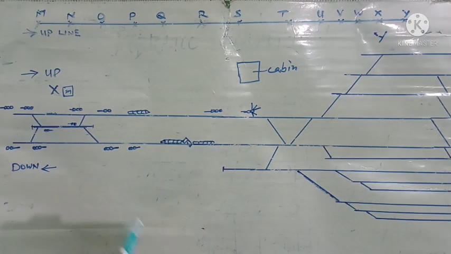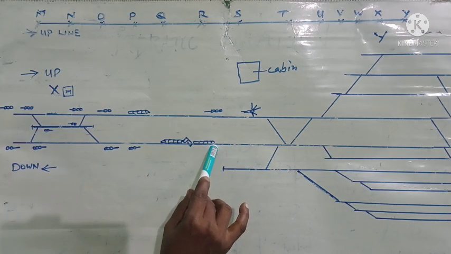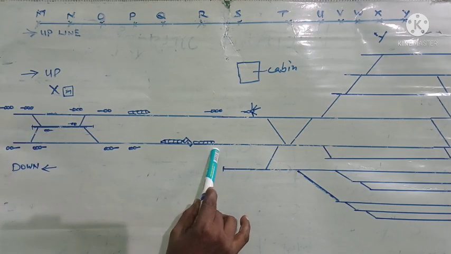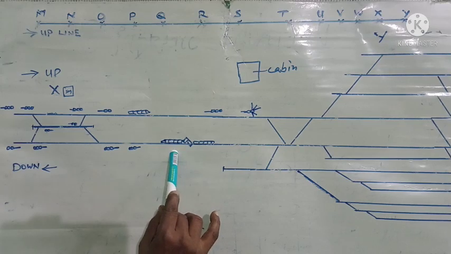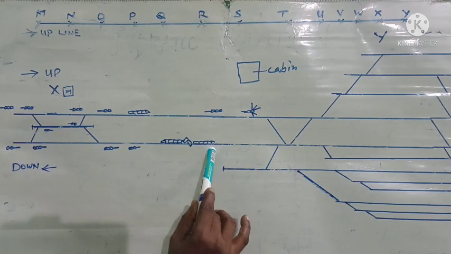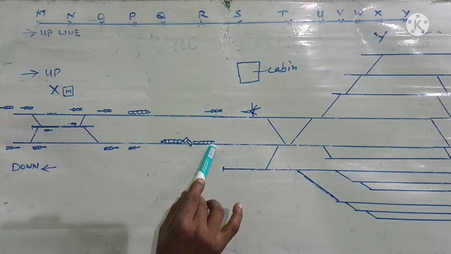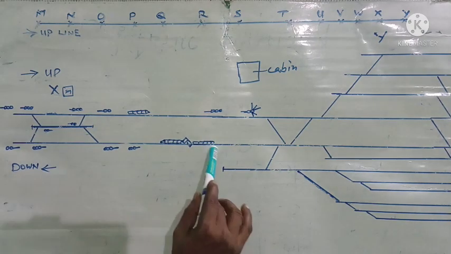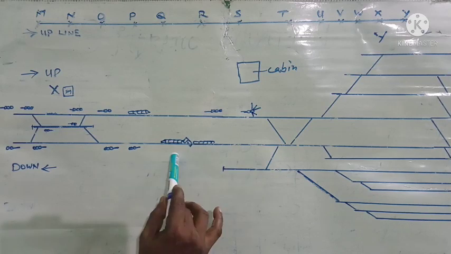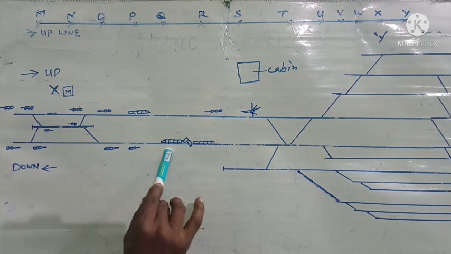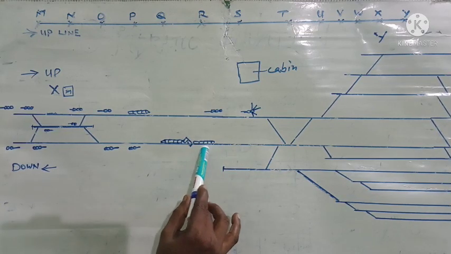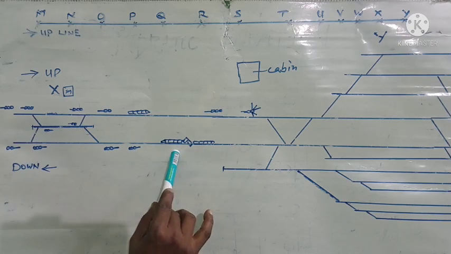Now what will the guard do? The guard will just turn the side lamp red towards this loco pilot. If it is day, he will put a red flag on the bracket of this side lamp. Then he will walk towards this engine on the left side of the train. While walking towards this engine, he will observe any problem with the train.